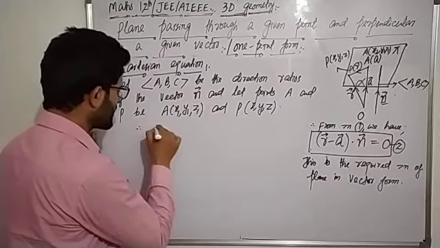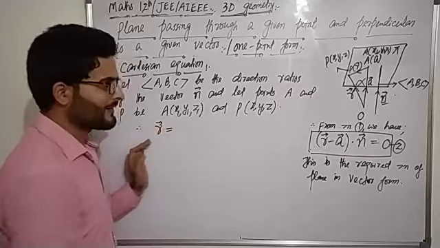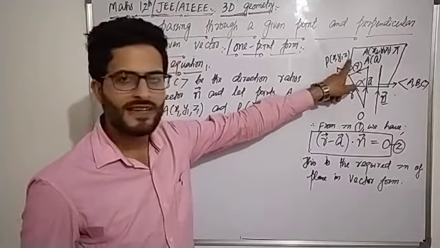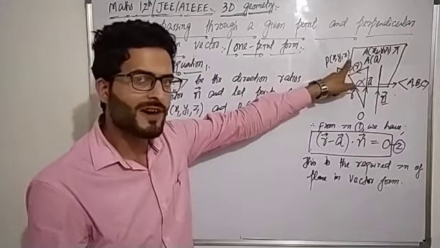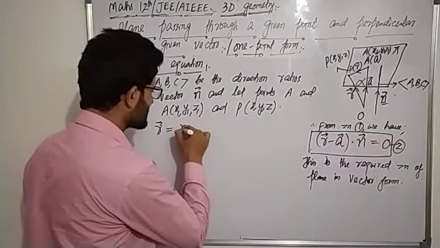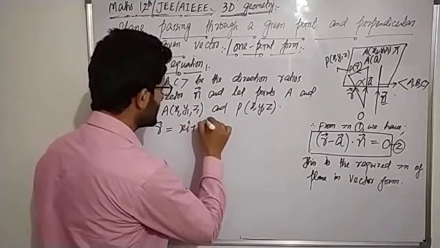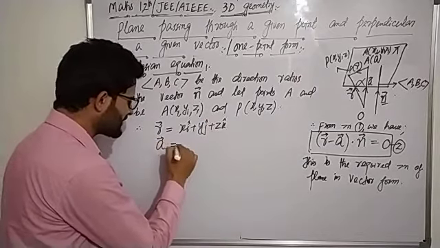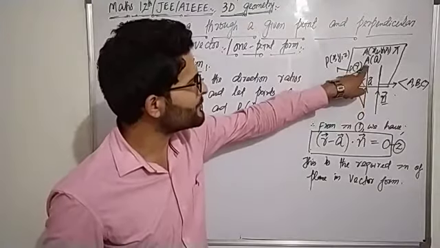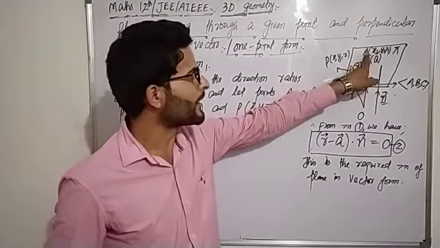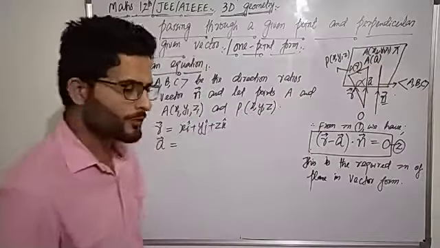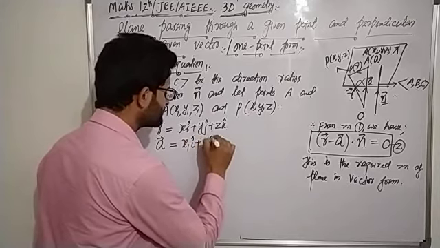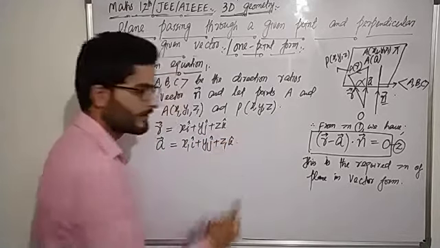Therefore, here we are going to calculate first small r vector. What is small r vector? Small r vector is the position vector of point P. Point P has the coordinates x, y, z. What would be the position vector? xi plus yj plus zk. Similarly, we are going to compute small a vector. What is small a vector? Small a vector is the position vector of point A, but the coordinates of point A are x1, y1, z1. What would be the position vector? x1i plus y1j plus z1k, right?